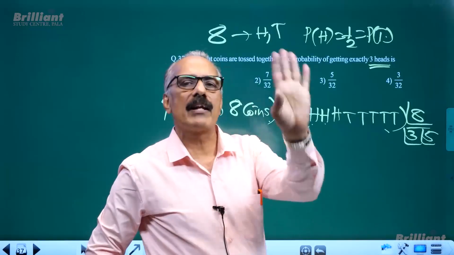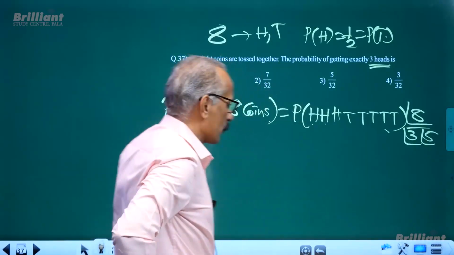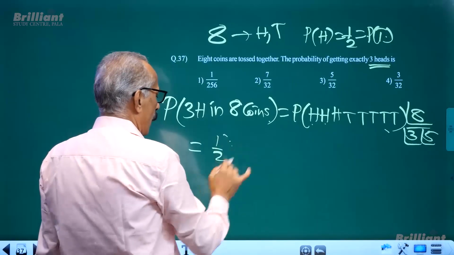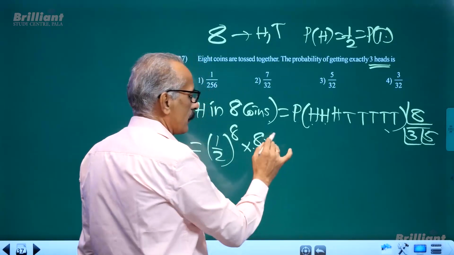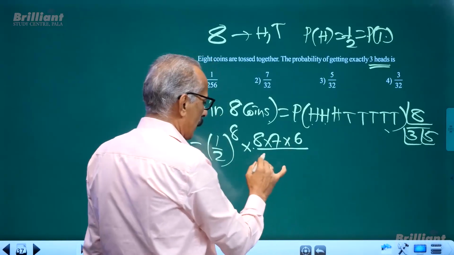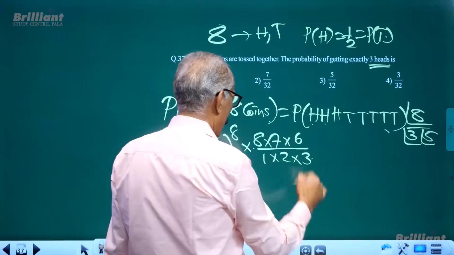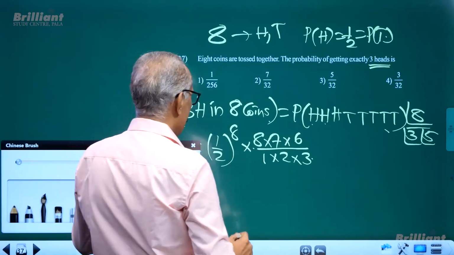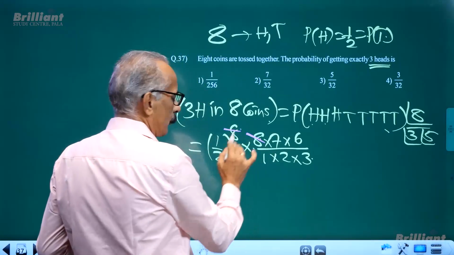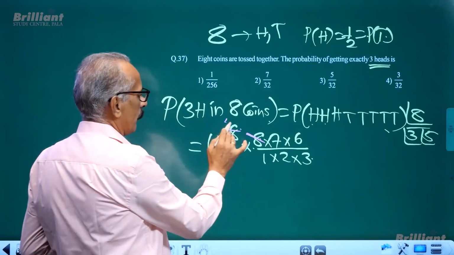It's not necessary, anywhere it can be. That's what the arrangement, restricted permutation. So it is (1/2) to the power 8 into 8C3, which means 8 into 7 into 6 divided by 1 into 2 into 3. All right, this 8 cancels, giving (1/2) cubed. So it will become 5 then.